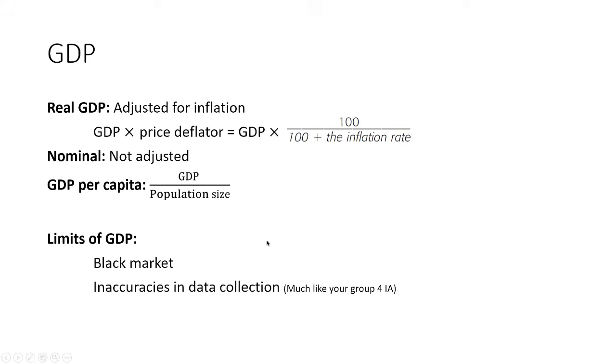You may be asked to discuss the limits of GDP, and those are, for example, that they do not measure the impacts of a black market, because the government doesn't know exactly what's going on in black markets, hence the name black market. They're under the radar, as you could say. And also inaccuracies in data collection. Much like your group 4 IAs, they may have large errors.